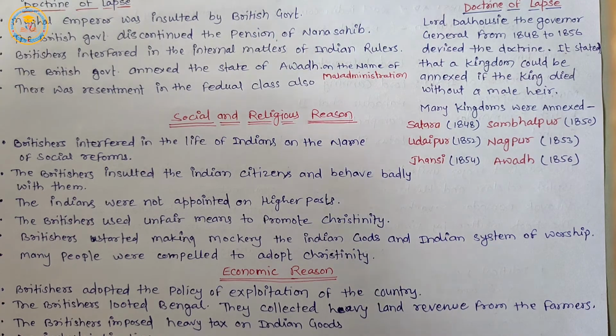Indians, because in 1829, with the help of Raja Ram Mohan Rai, Lord William Bentinck banned the Sati system. But the Sati system was a ritual in the Indian religion. So we can say that some reforms they did good, but some reforms they did bad.